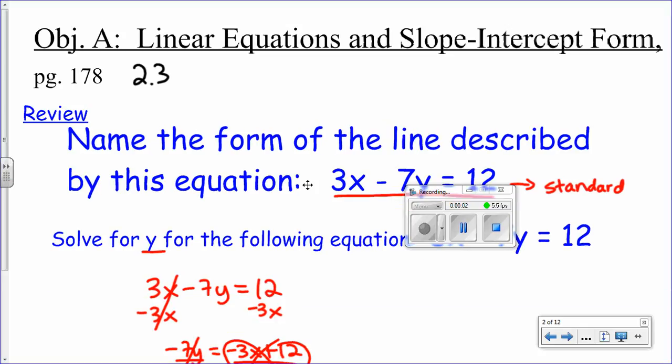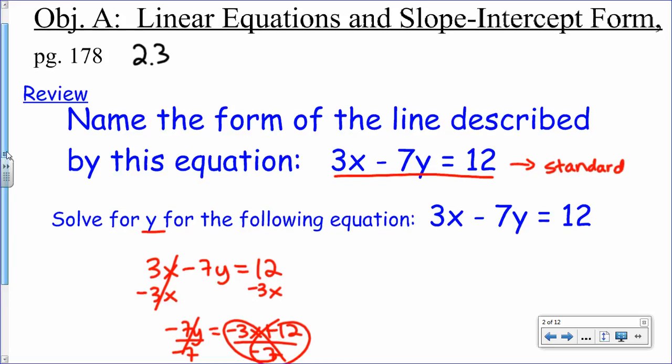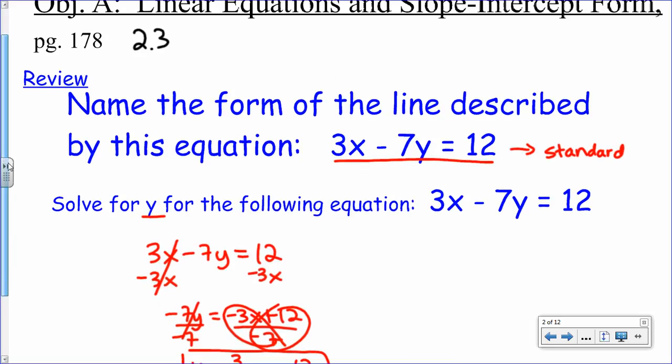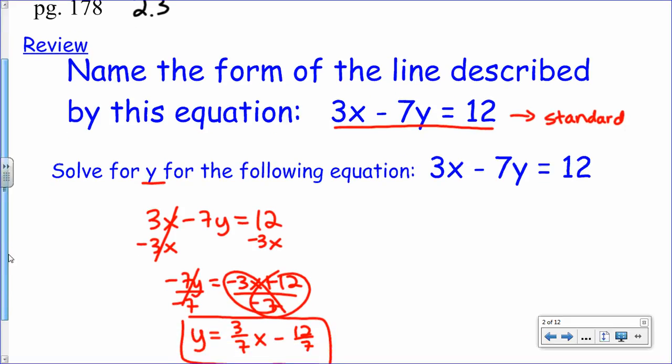Okay, so we did start this last time, 2, 3. So we talked about standard form some more. We did solve for y to put it in slope-intercept form.